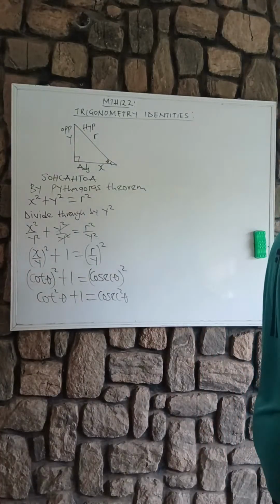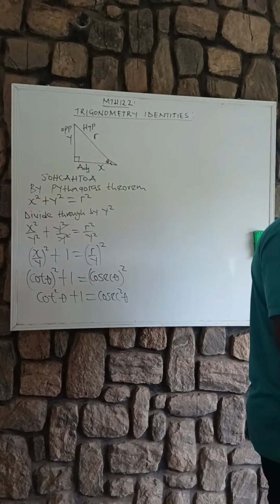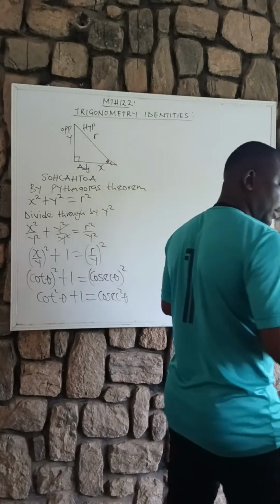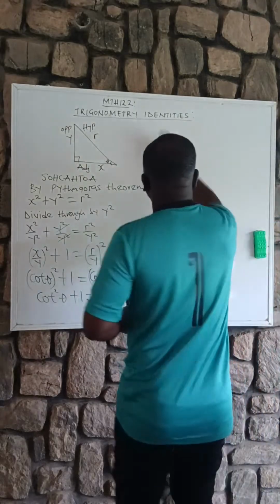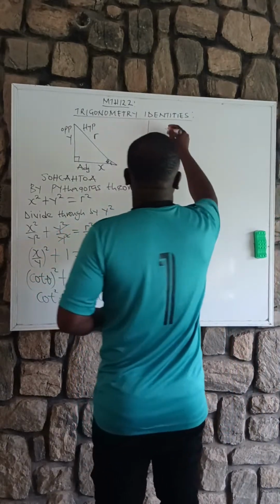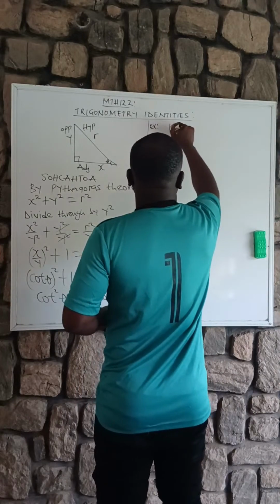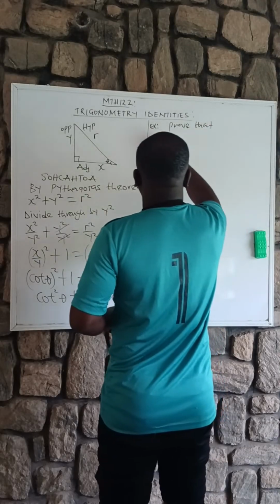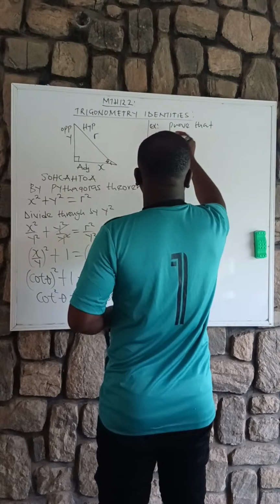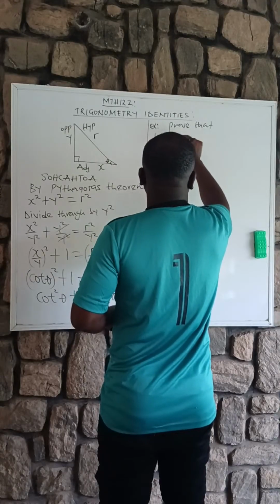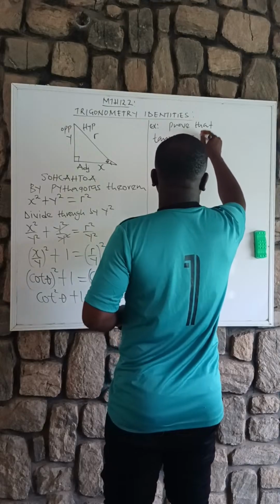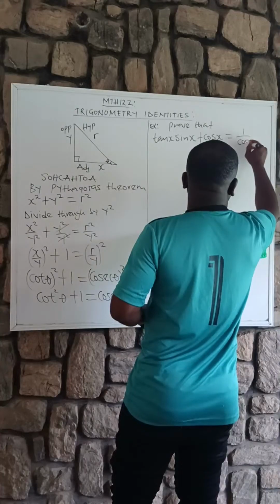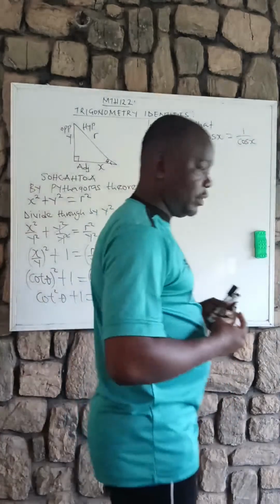Okay, let's consider these identities. Prove that tan x plus cos x equals 1 over cos x. Another example: prove that tan x, okay, sin x plus cos x is equal to 1 over cos x. It's simple as ABC.